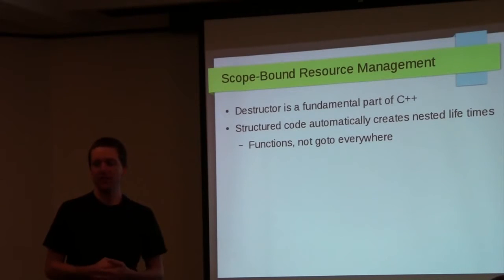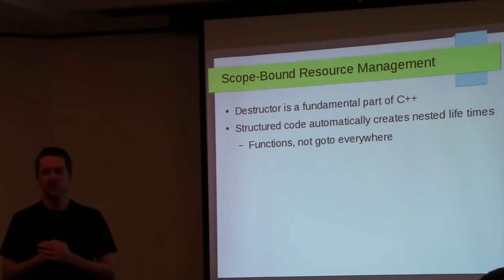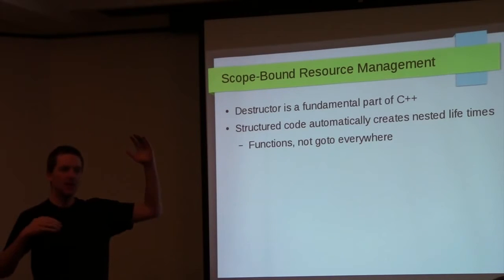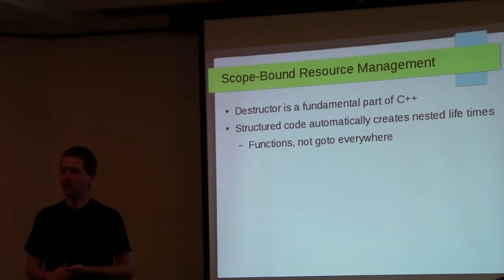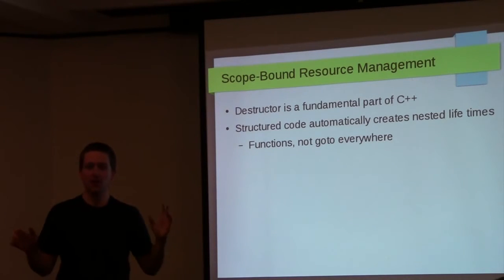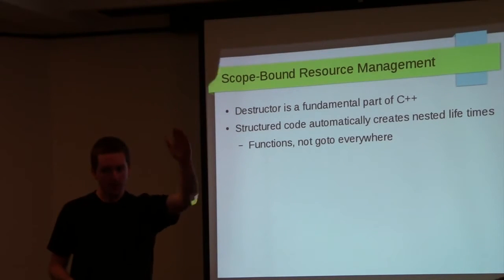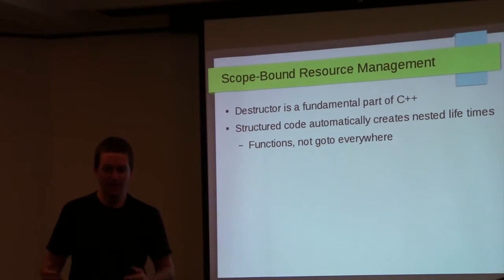Scope-bound resource management is very important in C++. Basically, you acquire a resource in the constructor, and then you release it in the destructor. So your lifetime is within this particular scope. And if you write structured code, that automatically creates nested lifetimes. We use functions, not goto everywhere, because it makes code a lot easier to understand. You start here, you go through it, and then you're done with this code. You don't have anything jumping into the middle.